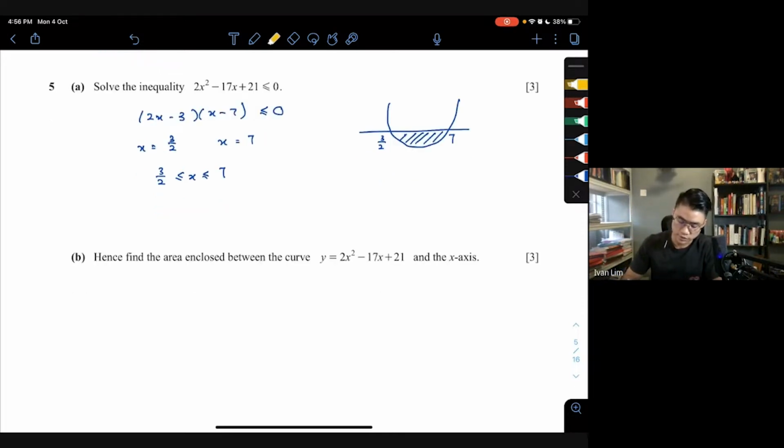Okay, hence, find the area enclosed between the curve, this equation, and the x-axis.